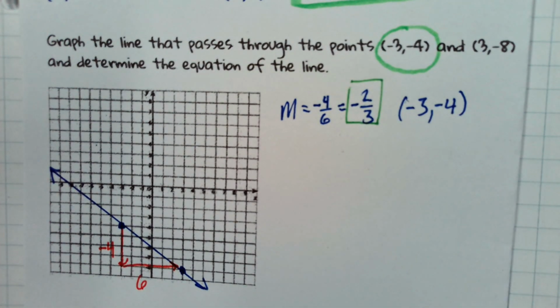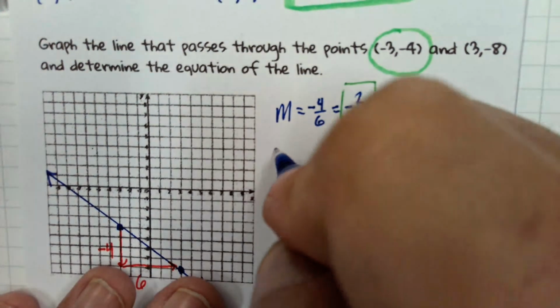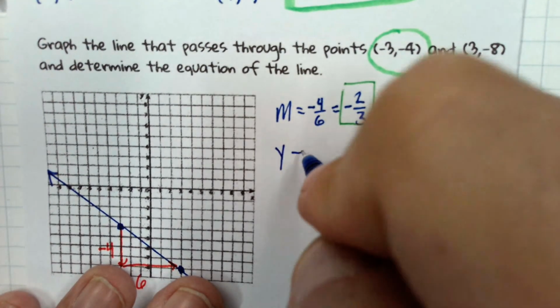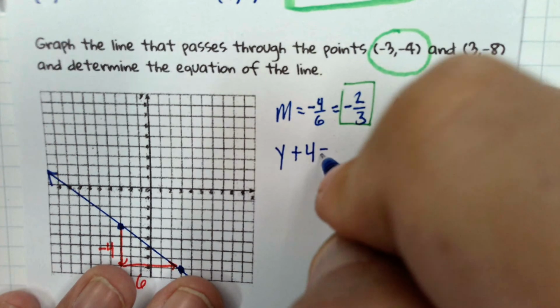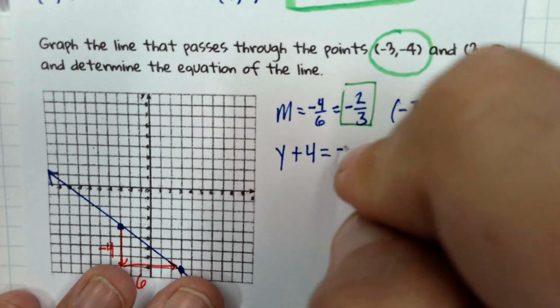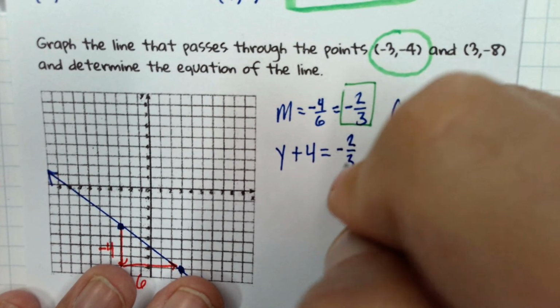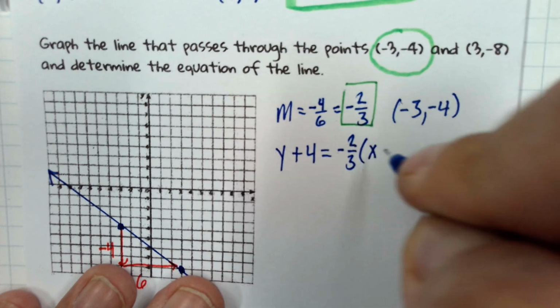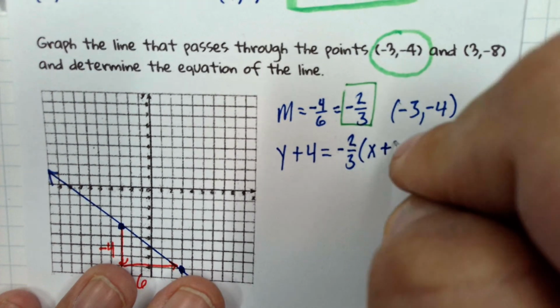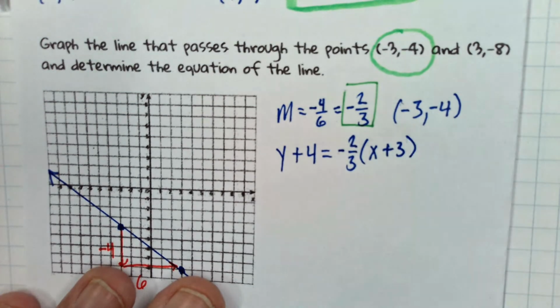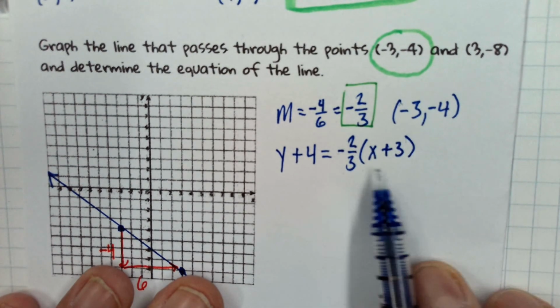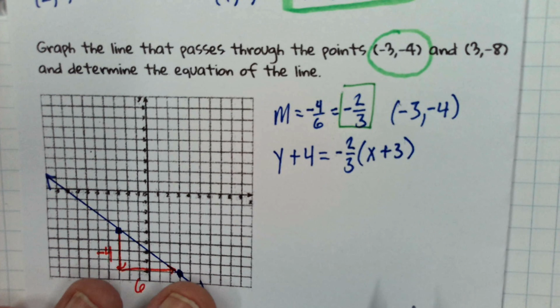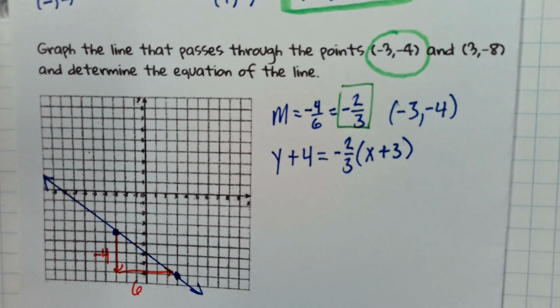Okay, let's plug this in. So that would make y plus 4 equals negative 2/3, parentheses x plus 3. So just as was pointed out, those negatives become positives. Okay, so there's one advantage there. So let's distribute.